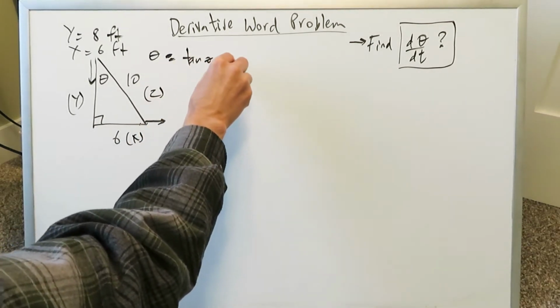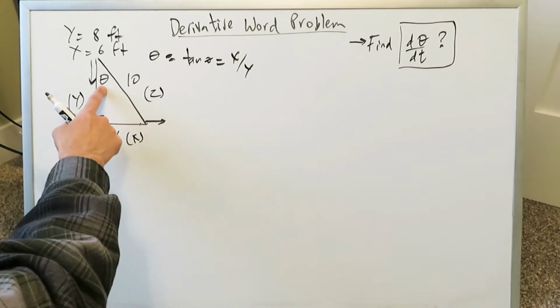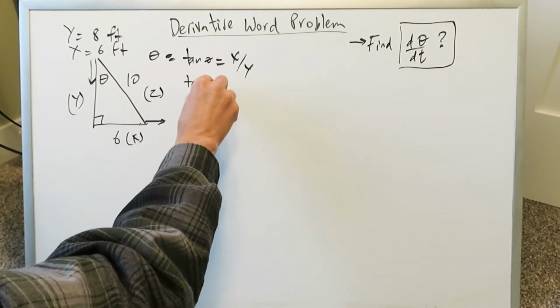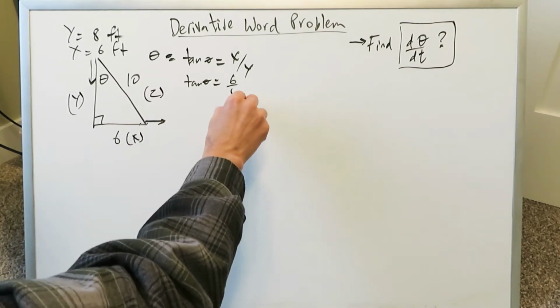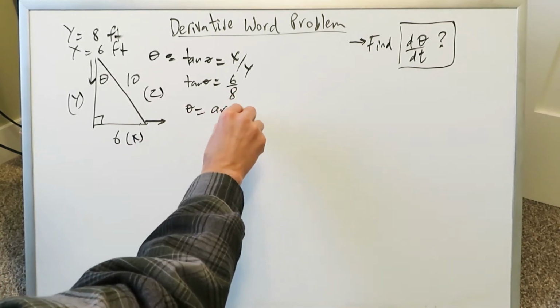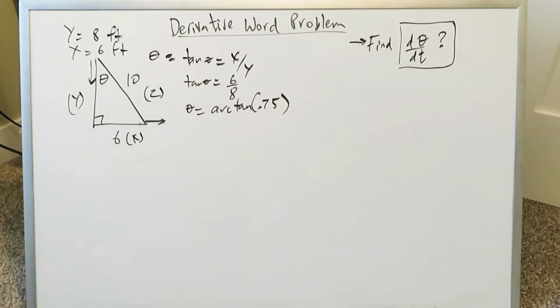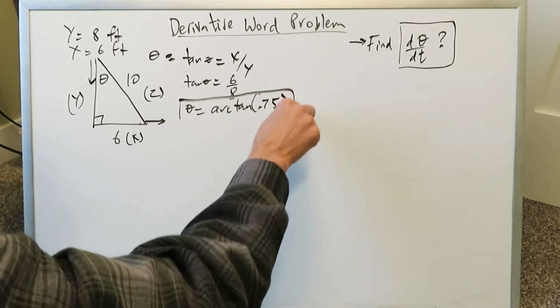Let's do the determination of the angle. Tan theta is equal to x over y. With regards to this theta, this is opposite, that's adjacent. And tan theta here is equal to 6 over 8, and theta is equal to arc tan of 6 over 8, which is 0.75, and we'll save that value. We don't need to really calculate it for right now. We have that value determined, and we're going to save it.